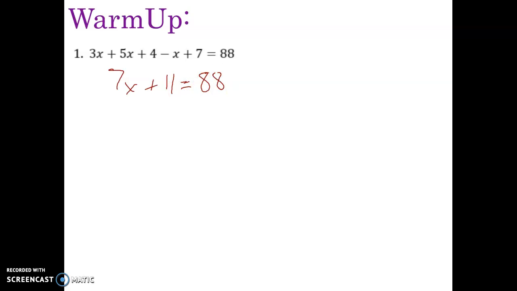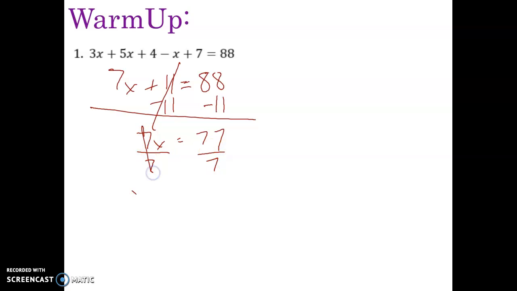Now my goal when I'm solving equations is to get the variable by itself. So I'm going to subtract 11 because plus 11 and minus 11 are opposites. They cancel out. And then I'm going to divide by 7 because times 7 and divided by 7 are opposites as well.